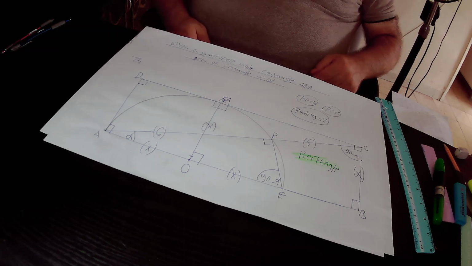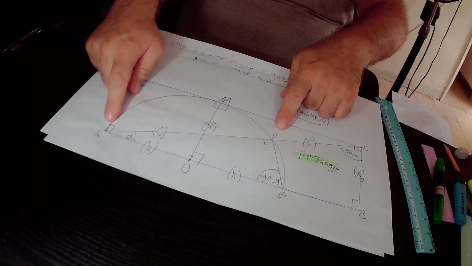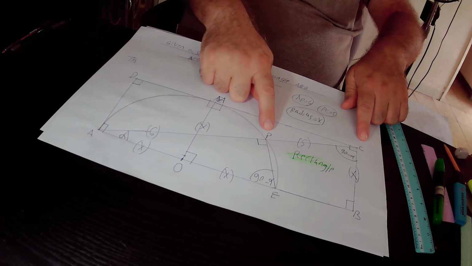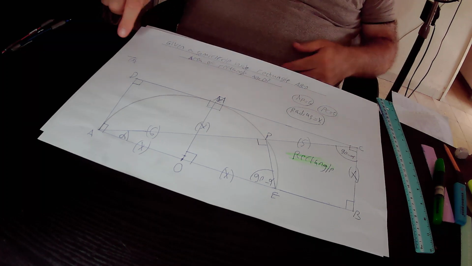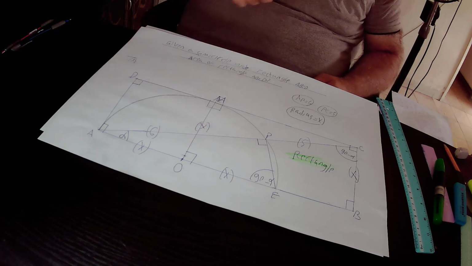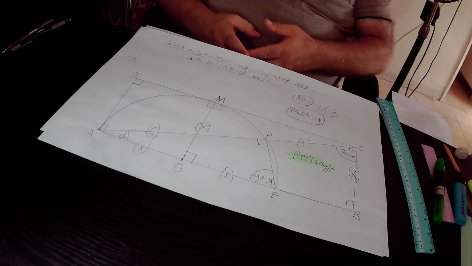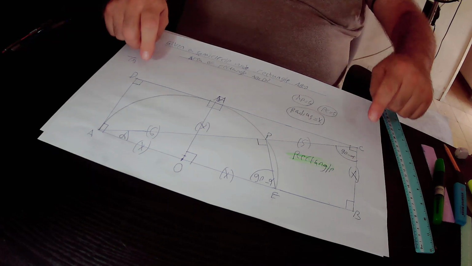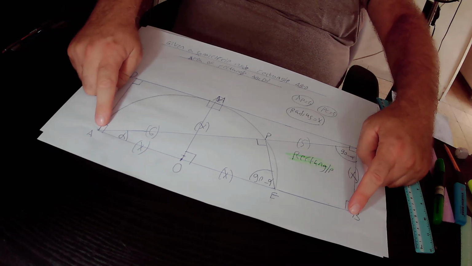In addition, we know that this line segment AB is equal to 6 units, and this line segment PC is equal to 5 units. Again, our mission is to find out the area of this rectangle ABCD. First of all, because ABCD is a rectangle, all 4 angles inside the rectangle ABCD are right angles.